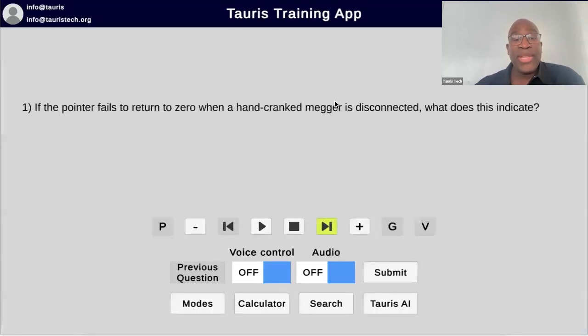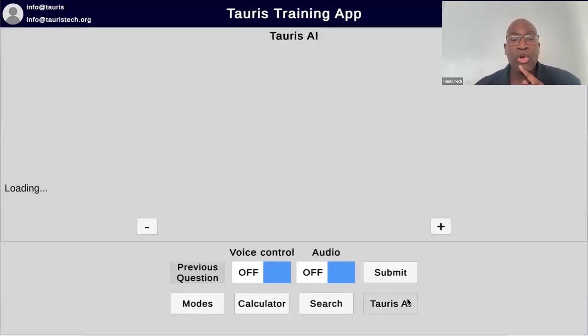And one of the things I realized we didn't have in the quiz simulator, we had in the practical simulator, was Tauris AI. Now, it's talking about the pointer on a hand crank megger. That's a term that a lot of people may not be familiar with. So a megger is kind of an industry term for a mega ohm meter. And Tauris AI immediately pulled that up.